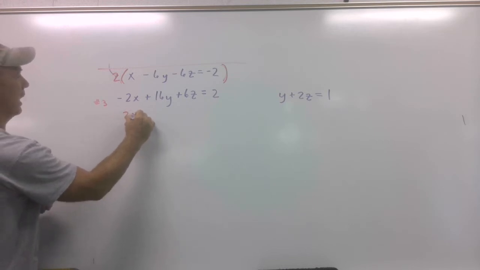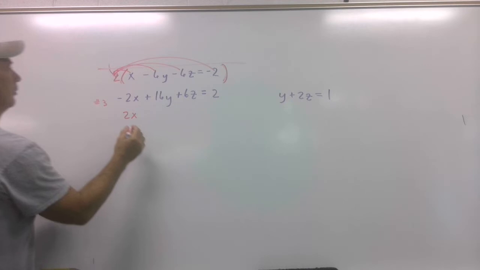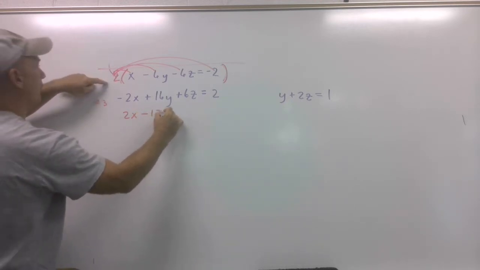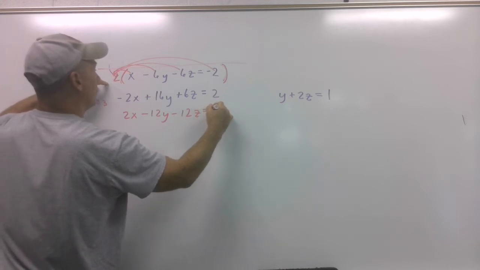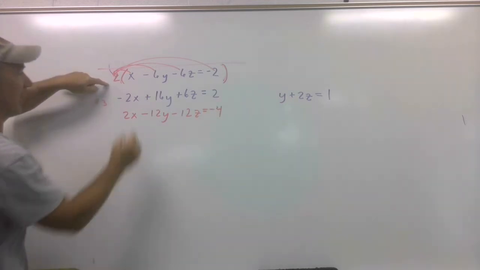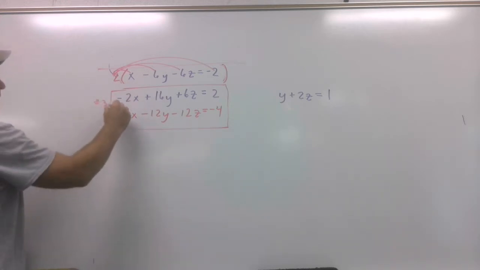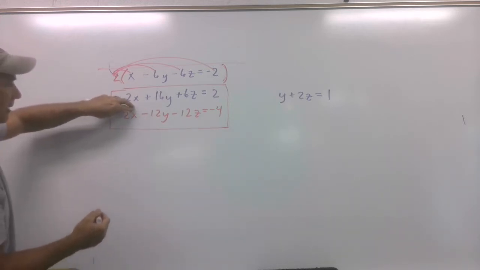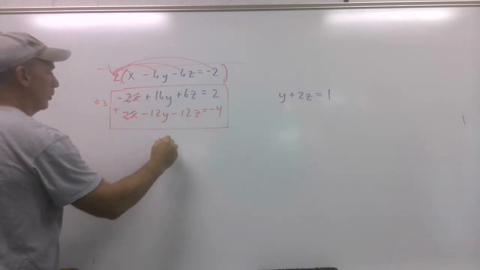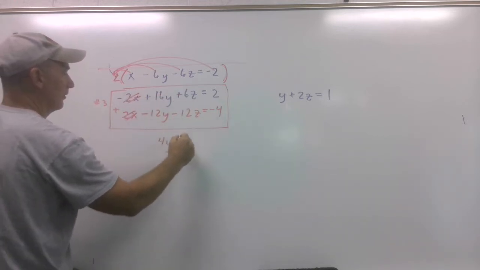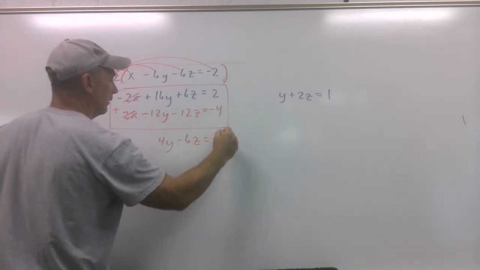You notice something? I'm not worried about this top one anymore. But if I multiply this top equation by 2, I'm going to get the opposite of that. So I'm going to get 2x, but you got to multiply everything. So 2x minus 12y minus 12z equals negative 4. Again, one mistake and the whole problem is shot. So you got to be really careful. Now I'm going to add these because I have opposites. So those cancel. And then this plus this is 4y. This plus this is negative 6z. And this plus this is negative 2.